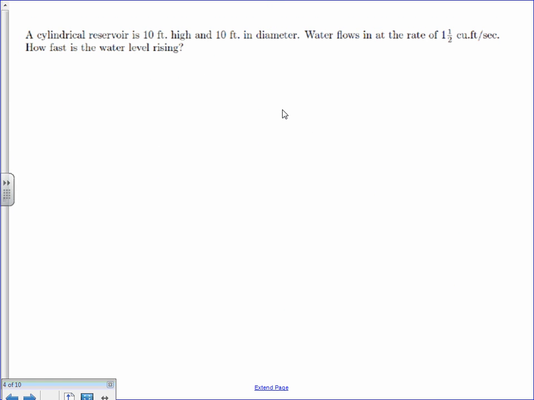A cylindrical reservoir is 10 feet high and 10 feet in diameter. Cylinder.